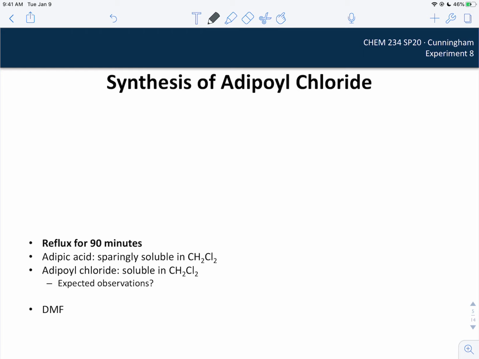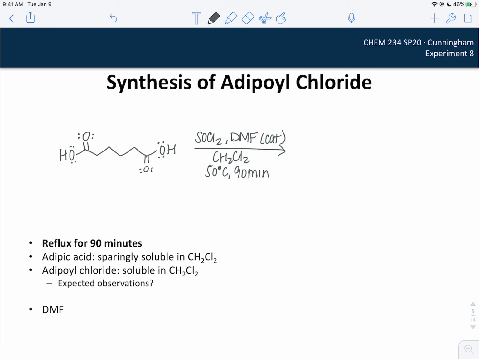So the first step is going to be the synthesis of our adipoyl chloride. And so we're taking our adipic acid and we are reacting this with our thionyl chloride, SOCl2, the catalytic amount of DMF, dichloromethane, 50 degrees Celsius for 90 minutes. That's going to give us our acid chloride.